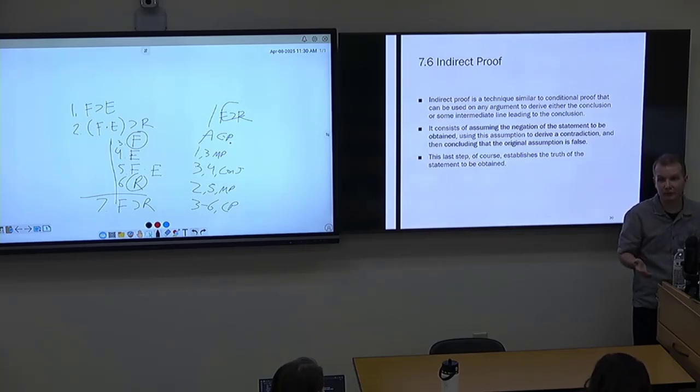We don't even know if it's true. But if assuming the negation of it leads to a contradiction, that shows us that the truth is preserved within the argument.